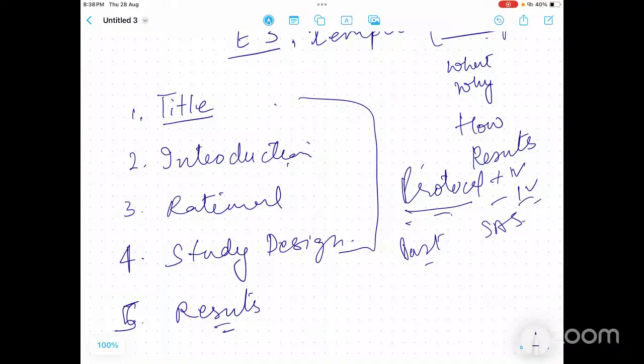There will always be, I just forgot one thing here, a table of contents. It is automatic. These days tools are there, and they will prepare it automatically.